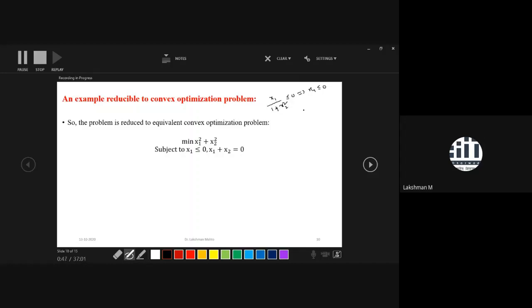Now, further, what do you do? This one was with respect to the inequality constraint.